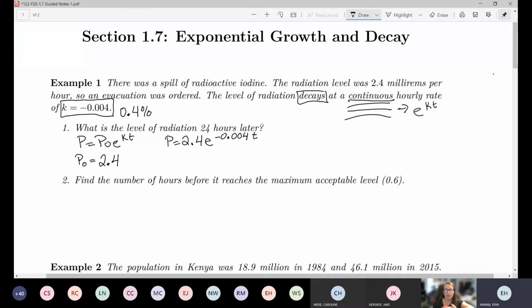So if they're asking us for the radiation level 24 hours later, what are we going to do with that 24? We're going to plug that in. Take 24, plug it in for t, and punch that into your calculator. It will tell you that this is approximately 346.57 hours.